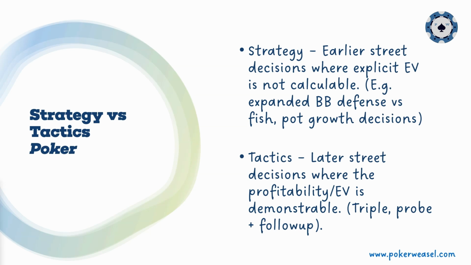Let's take those one at a time. So strategy, earlier street decisions where explicit EV is not calculable. It's very common in poker that advanced players will sometimes give the impression, they might imply or directly tell you that they know what their expected value is at any point in a given hand of poker. And the truth is that they don't. Poker's too complex to know that. However, just because we don't know the EV doesn't mean that we can't act in a way that is logical and ties in with our overall strategy.